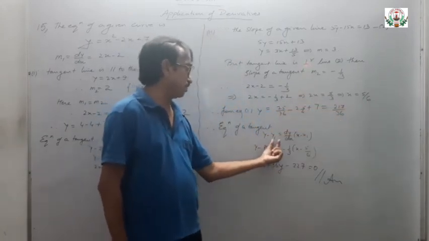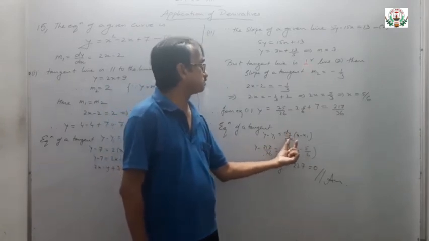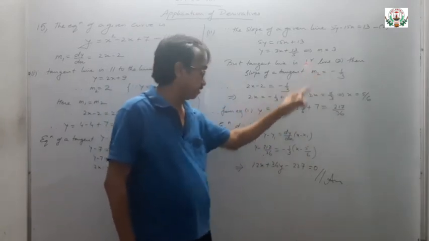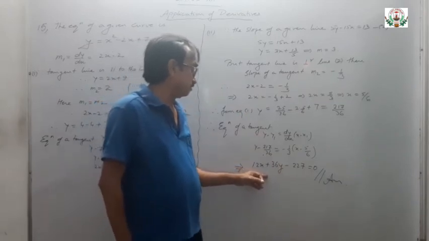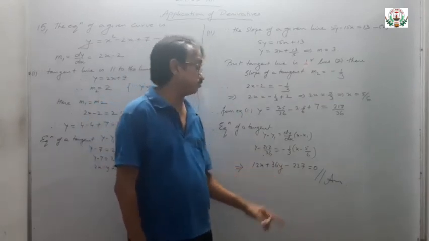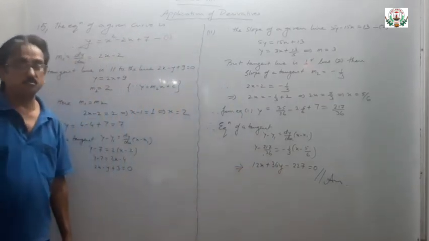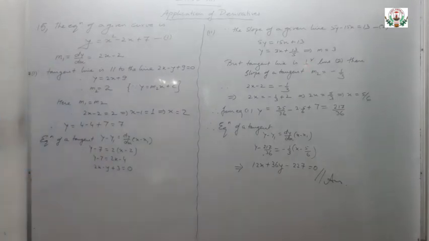So substitute the values of y1, x1 and dy by dx as minus 1 by 3, that is the slope, and after simplifying, the equation of the tangent line will be 12x plus 36y minus 227 equals 0.